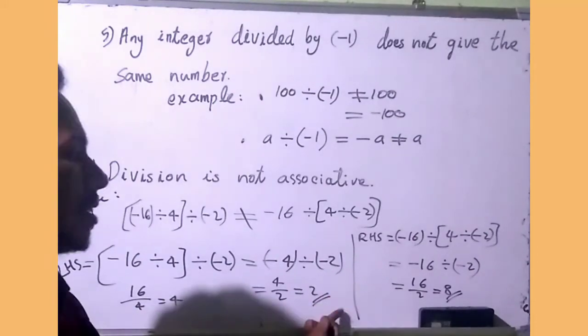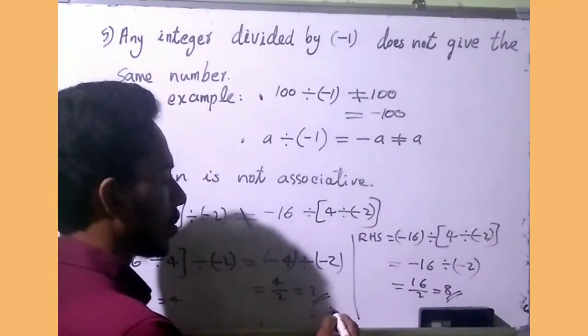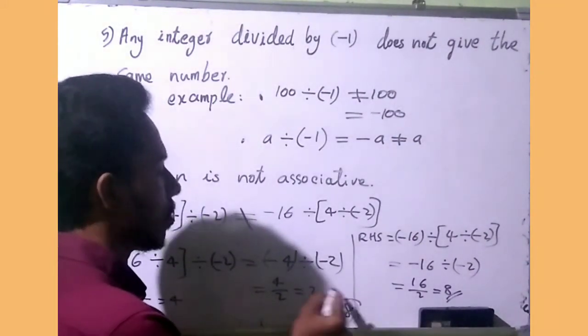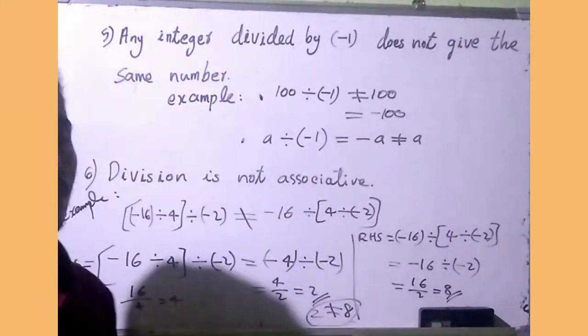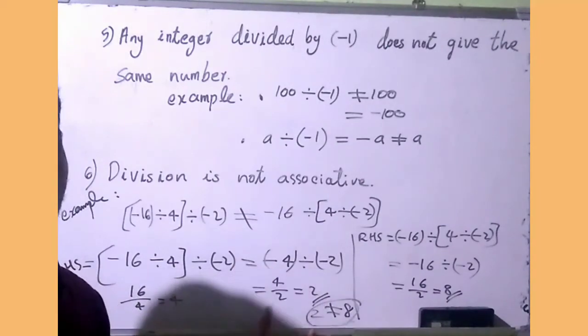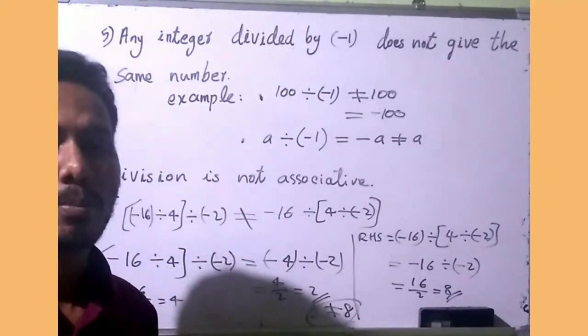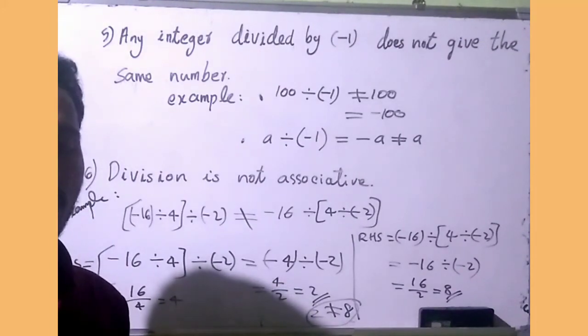So on the RHS we got 8 and on the LHS we got 2. It is not equal. 8 is not equal to 2. So division is not associative. That is the property, and we finished all the properties. We have to do more problems from the exercise questions.